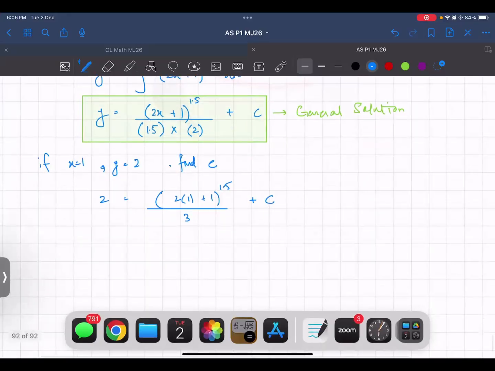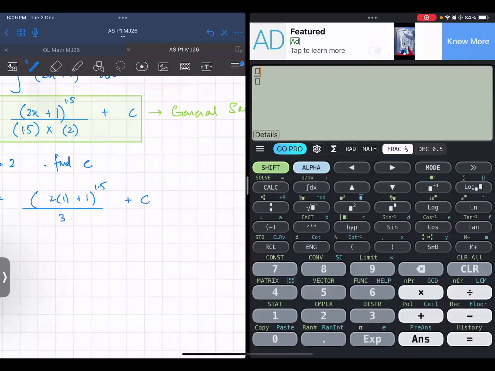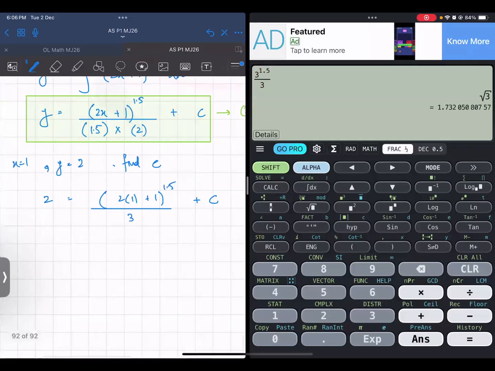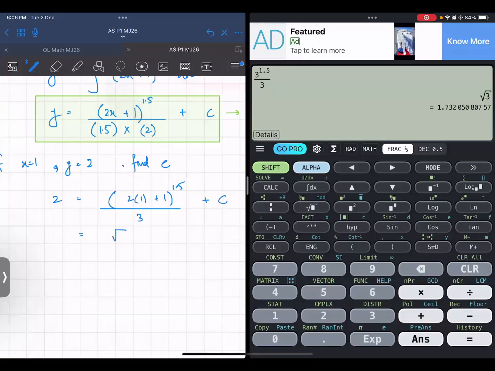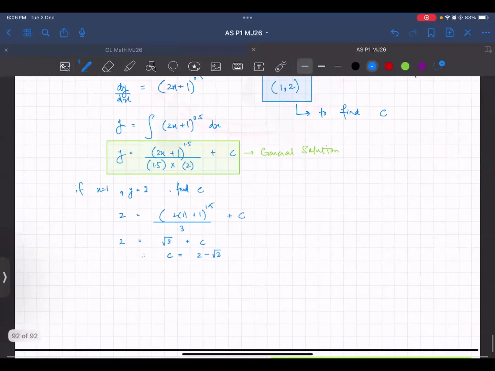You can use your calculator. This becomes 2 plus 1 is 3, 3 power 1.5 upon 3, so root 3. So your c comes out as 2 minus root 3. This is the answer for c, and now you would replace this in the original function, in the integration that you have found: (2x plus 1) power 1.5 upon 3 plus 2 minus root 3. You have replaced the value of c. This is the exact solution. This is the particular solution.